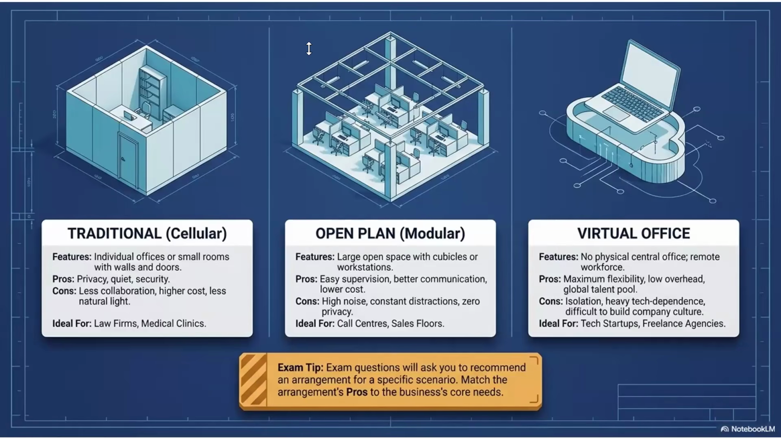Now let's continue looking at the office. Now we're looking at the design of the office. An office could have a traditional or a cellular or a closed, whichever you want to call it, system, or they could have an open plan, or they could have a virtual office. In the cellular office or the closed office, there's walls separating everyone. So people might have their own office and stuff like that, right?